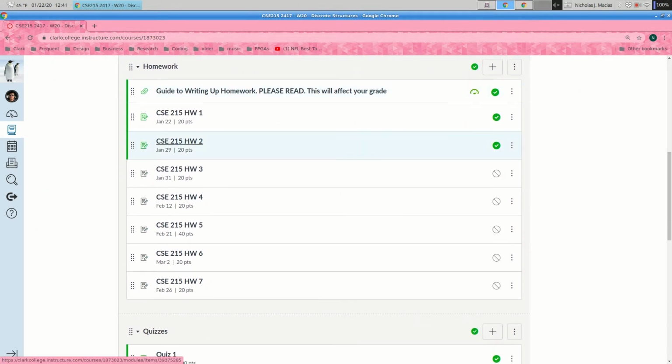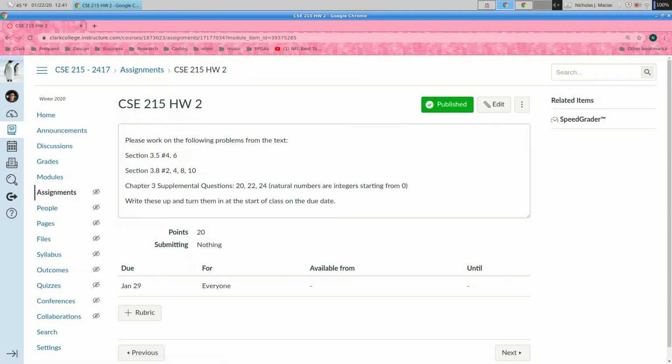All right, so I'll get these graded, and I'll get some feedback on them. I'll get them back to you, and then we'll talk about anything that I see in there. So I posted homework 2, which is due a week from today, and it's some questions from the text. You can download the text from Canvas, and it's some questions in 3.5, 3.8, and then 3 questions on the supplemental questions at the end of chapter 3. So think about those, and we can talk about them next time.